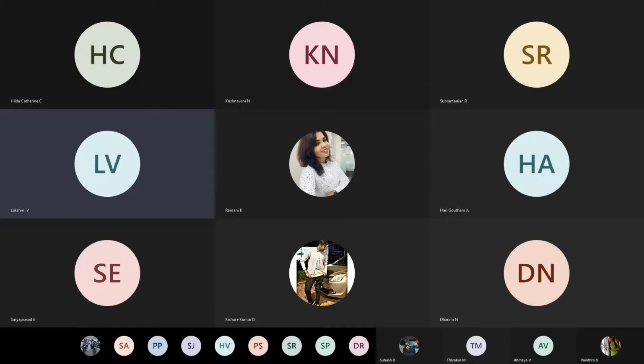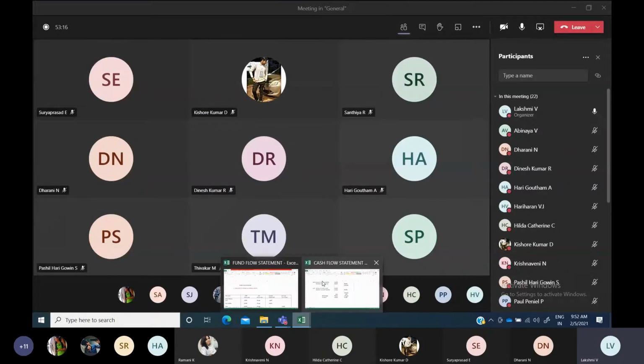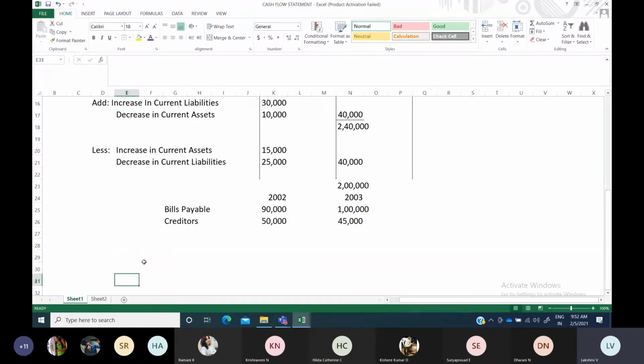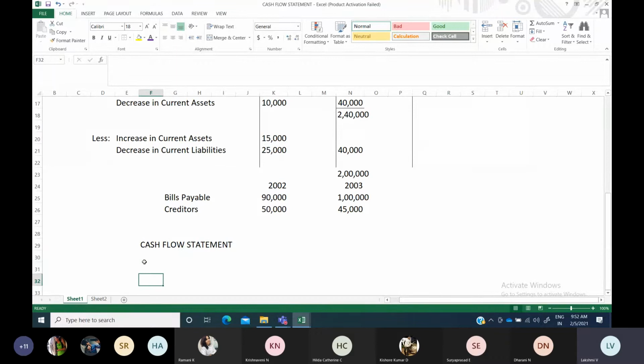Step will be your cash flow statement preparation. Okay, cash flow statement. If a particular person's name or a particular company's name is given, all those things you have to mention here in the heading itself. The first step will be your fund from operations calculation. The second step will be cash from operations calculation, for which I have given you the format. And your third step will be your cash flow statement preparation.